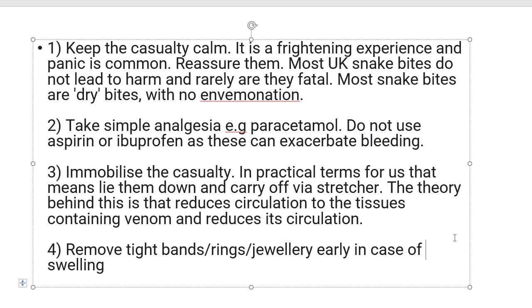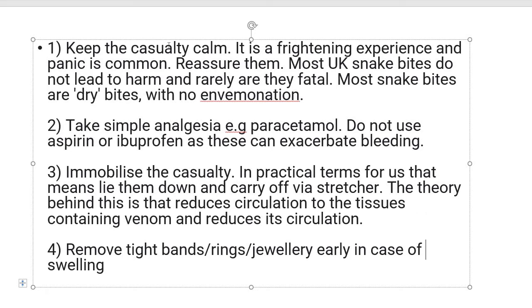There are some more complex things, like types of compression bandage that some places do, which has previously been recommended. But by and large, I think keeping things very, very simple. It's just a case of trying to keep them immobile, lie them back, give them paracetamol, keep them calm.